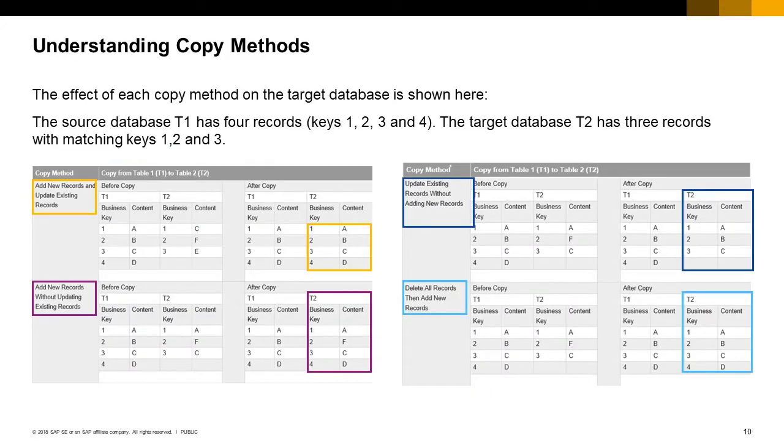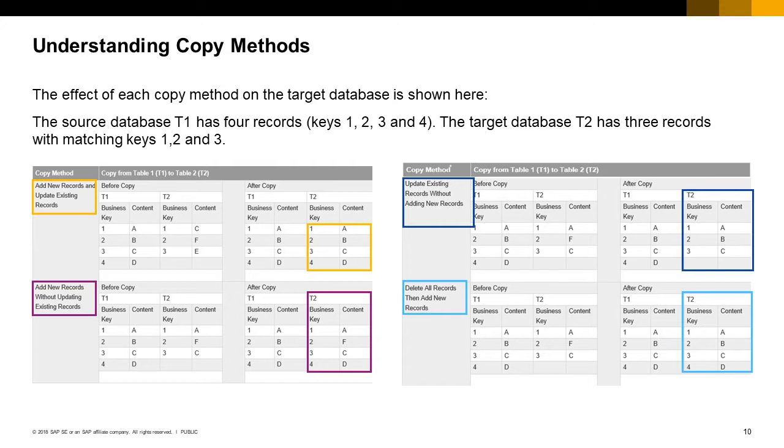This slide shows the effect of each of the copy methods on the target company database. Add new records and update existing records. In the example, a new record is added to the target database T2 with key 4. The records with matching keys 1, 2, and 3 will be updated with the values from the source database T1. Notice that the content for record keys 1, 2, and 3 has changed.